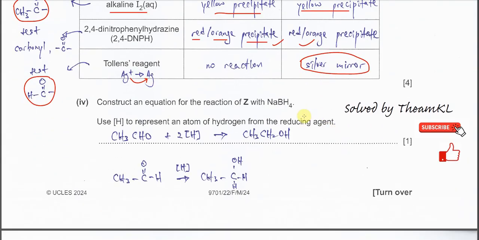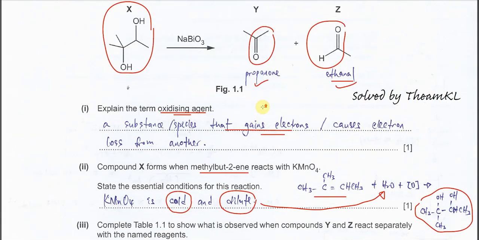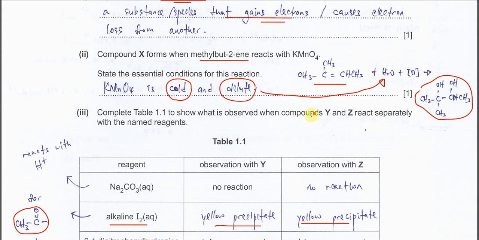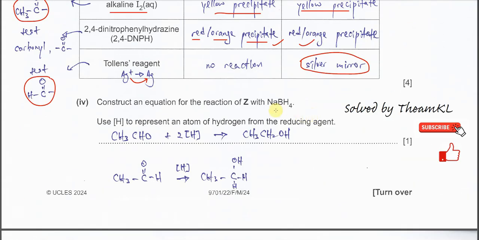Part 4. Construct an equation for the reaction of Z. Z means this one, this ethanal. So this ethanal reacts with the sodium borohydride, the reducing agent. One thing that you have to understand: when you give the equation, do not include the sodium borohydride. You just need to use this one to represent the sodium borohydride. It means this is a reducing agent, the H in square brackets.